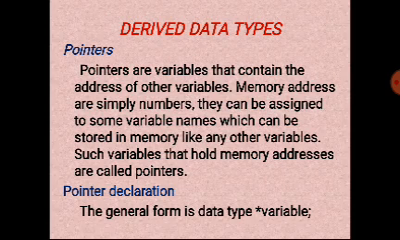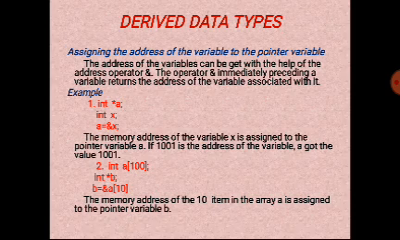The next one, pointers. A pointer is a variable that contains the address of another variable. So it is simply a memory address, or simply a number. We can assign names to such variables, which can be stored in memory like any other variables. Such variables that hold memory addresses are called pointers. We declare a pointer by writing the data type, asterisk, then the variable. If you want to go to a particular location, we can mention it with the & symbol and it will move to that place.